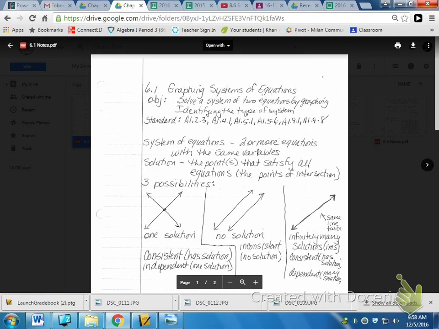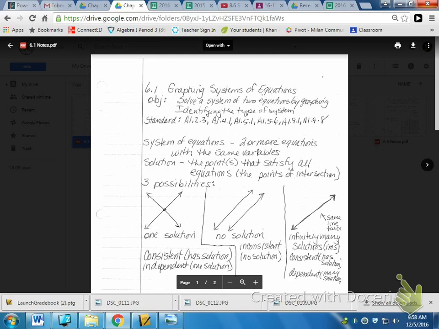Graphing systems of equations. The objective is to solve a system of equations by graphing, and also identify the type of system. There are lots of Algebra 1 standards involved with this, so this is a pretty important lesson.